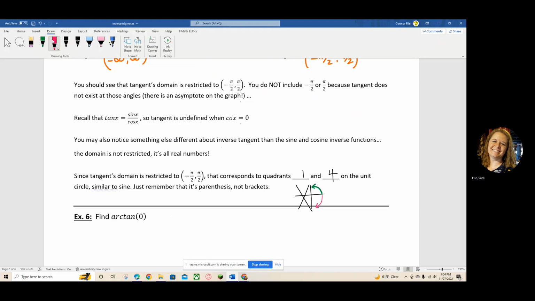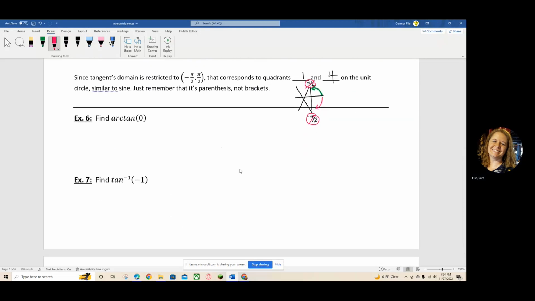And here, the negative and the positive pi halves are not included. Okay, put a circle between those, not including them.